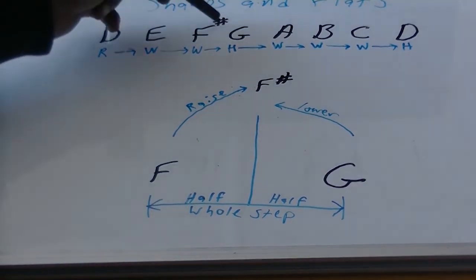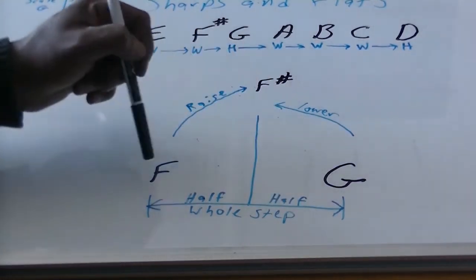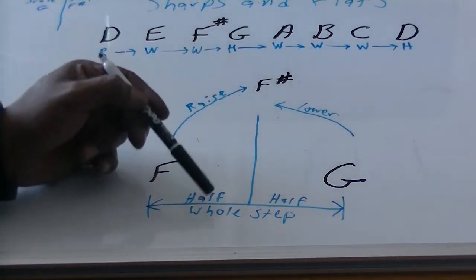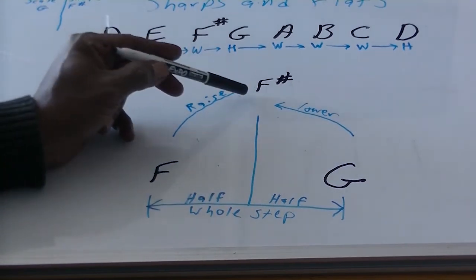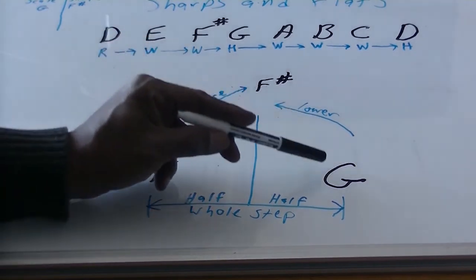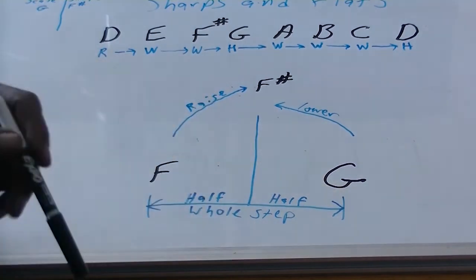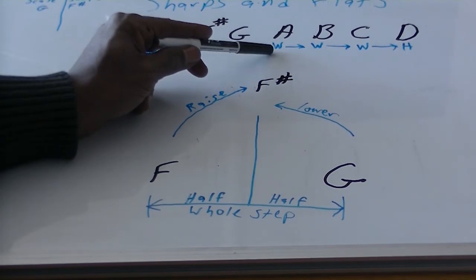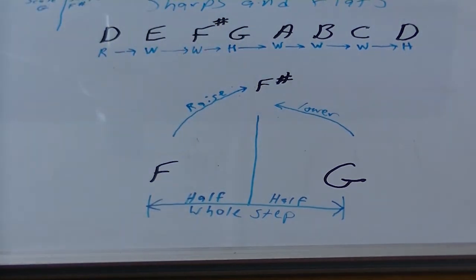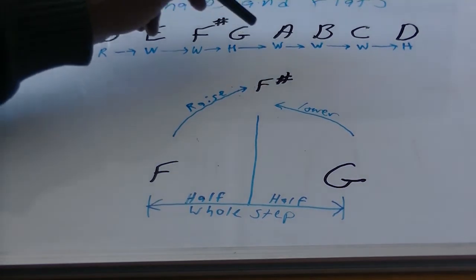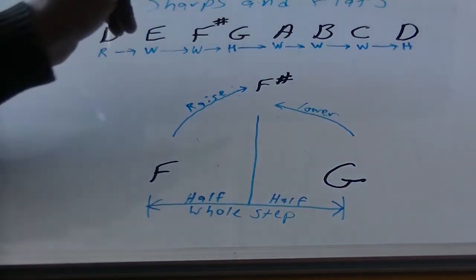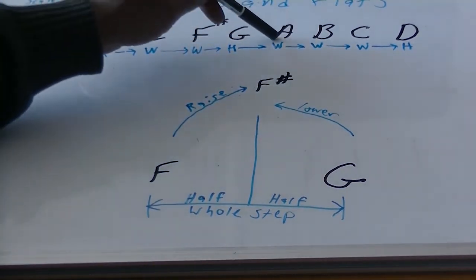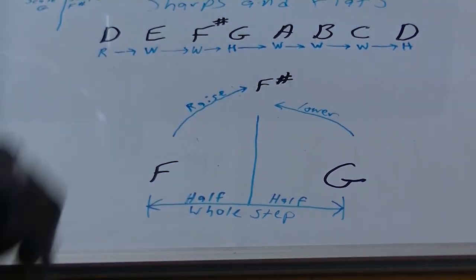So we are now at F sharp, halfway between F and G, and we need to go up a half step. Well, as we can see from our diagram, if we are at F sharp and we go up a half step, we get to G. So G is the correct note. From here, we need to go up a whole step. And from G to A is a whole step. So the A is the correct note. From here, we need to go up a whole step. From A to B is a whole step. So that's the correct note.